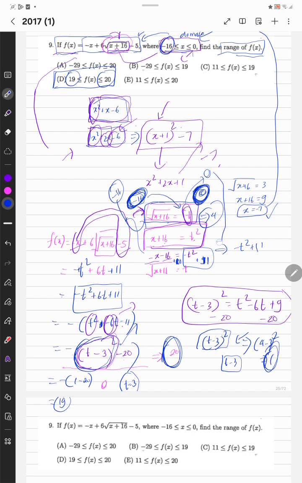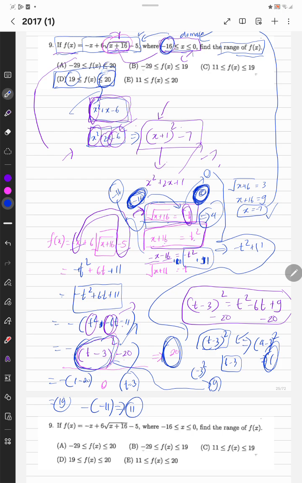If we do the substitution here, 0 minus 3 is negative 3, negative 3 square is 9. So if you take the 9 and put it here, 9 minus 20 is minus 11, and minus 11 times negative is 11. So you get an 11 value. When you see again, yes, you have the 20 option paired up with 11 here. So that would be the answer of this specific question.